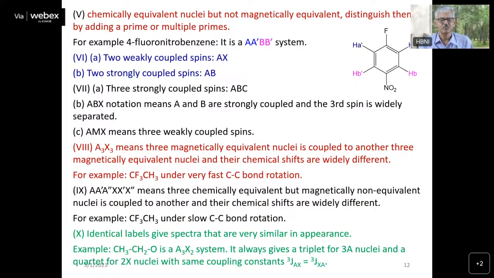Okay. So finally, the identical levels give spectra that are very similar in appearance. For example, if this CH3CH2O fragment is present in any molecule, you will get a situation called an A3X2 system. Okay, so you will see a triplet of CH3 due to the CH2 and a quartet of CH2 due to the CH3. Okay, and you will see that JAX is equal to JXA.